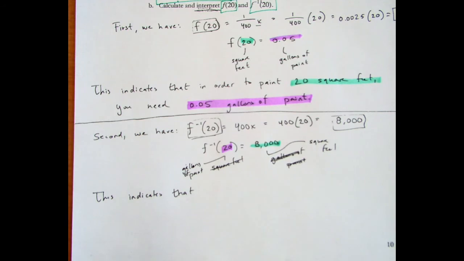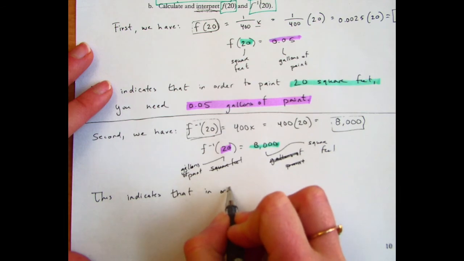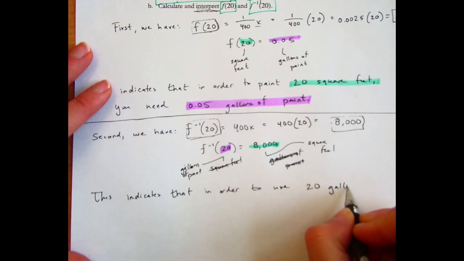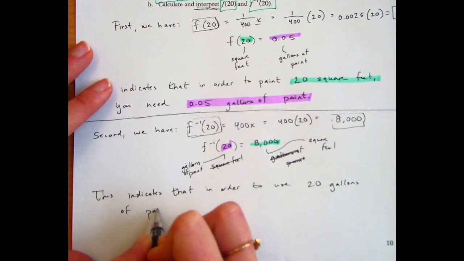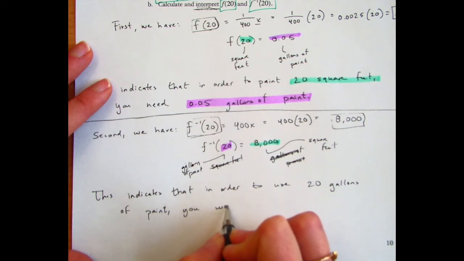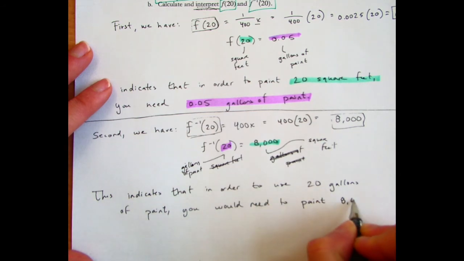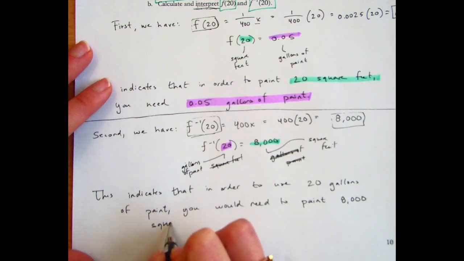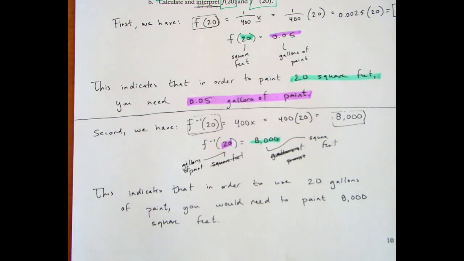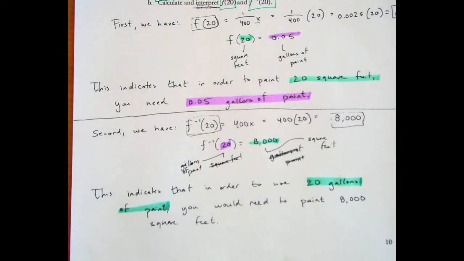Okay, so inputs first, that in order, let's see what makes sense, in order to use 20 gallons of paint, you would need to paint 8,000 square feet. So my input's coming first in the sentence, 20 gallons of paint, and my output is coming second.